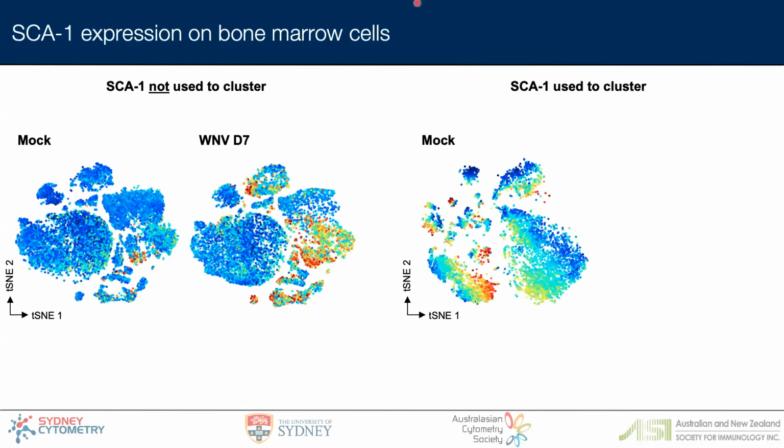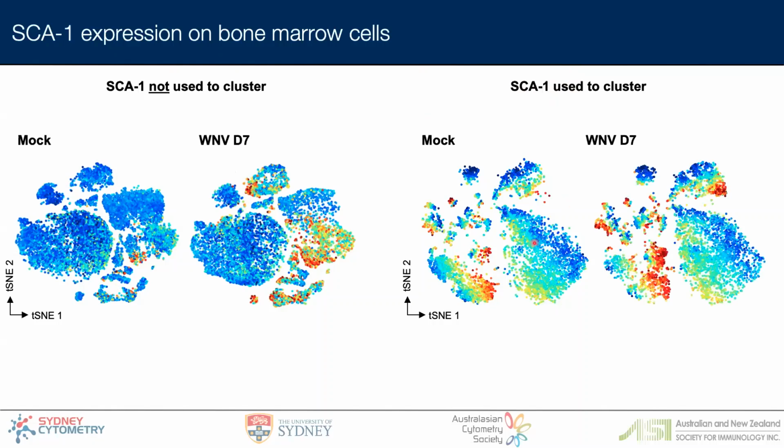In contrast, when we include SCAR1 for this kind of plot, it suddenly looks like there are SCAR1 positive cells appearing. But this is where everything is always relative. So even though this looks like there's more SCAR1 positive cells than here, the same also holds true for the infected mice. So it's not necessarily showing us different results, but there are different ways that we can interpret this.